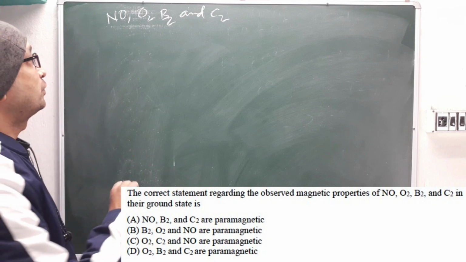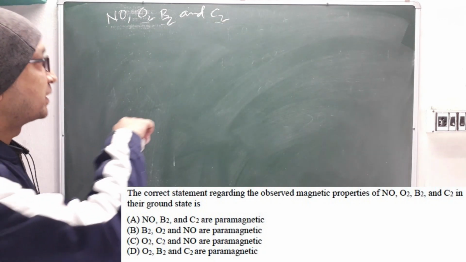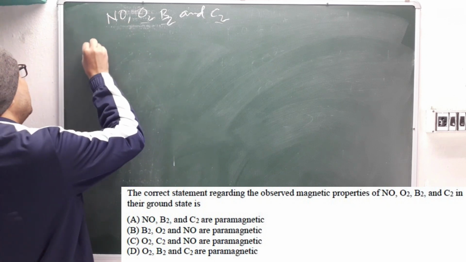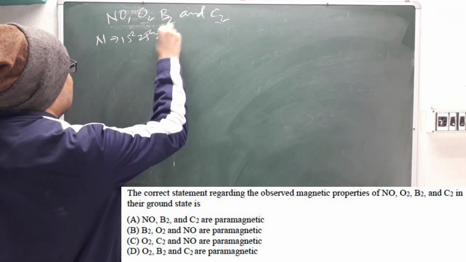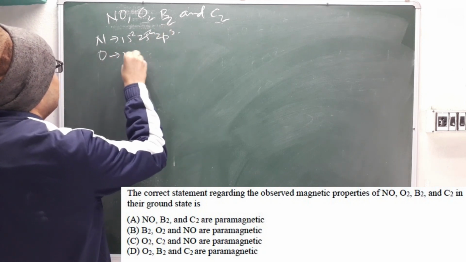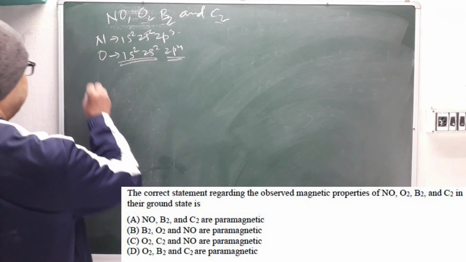So how are you going to do this? O2, B2, C2, you already know, right? Based on that you just take it. For NO you draw it. So nitrogen, how much is it coming? 1s2, 2s2, 2p3. Oxygen, how much is it coming? 1s2, 2s2, 2p4. So these things are not required.